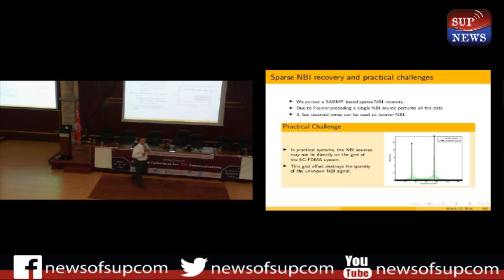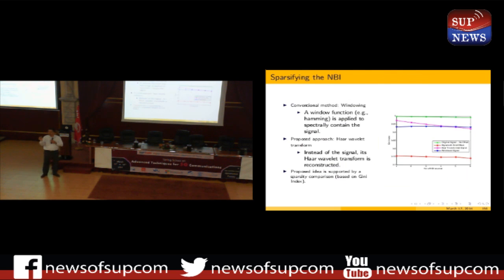What we actually do is we don't estimate the actual narrowband. We estimate a windowed version of the narrowband interference. It turns out that this is enough. And what we found is that if you use the Haar transform, then this would be enough. So basically we don't estimate all of the interference. We estimate just a windowed version of the interference. Okay? So this is the performance.